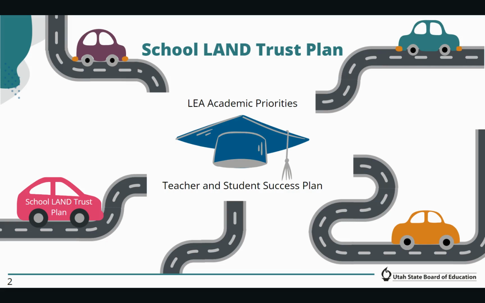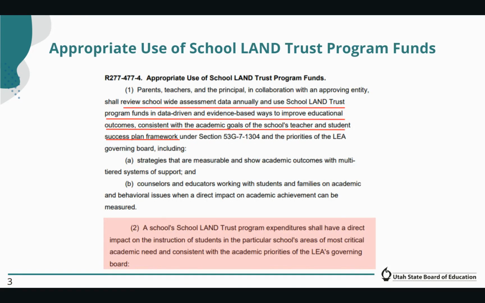The School Land Trust Plan is just one avenue to help your students meet the goals of the Teacher and Student Success Plan and the LEA academic priorities. When writing goals, remember that the appropriate use of School Land Trust Program funds is outlined in R277-477-4. The funds for the School Land Trust Plan must be used on data-driven and evidence-based goals. The School Land Trust Plan is one of the many resources that should be used to help achieve the goals set in the Teacher and Student Success Plan. All goals within the School Land Trust Plan must have a direct impact on student instruction in the school's areas of most critical academic need.